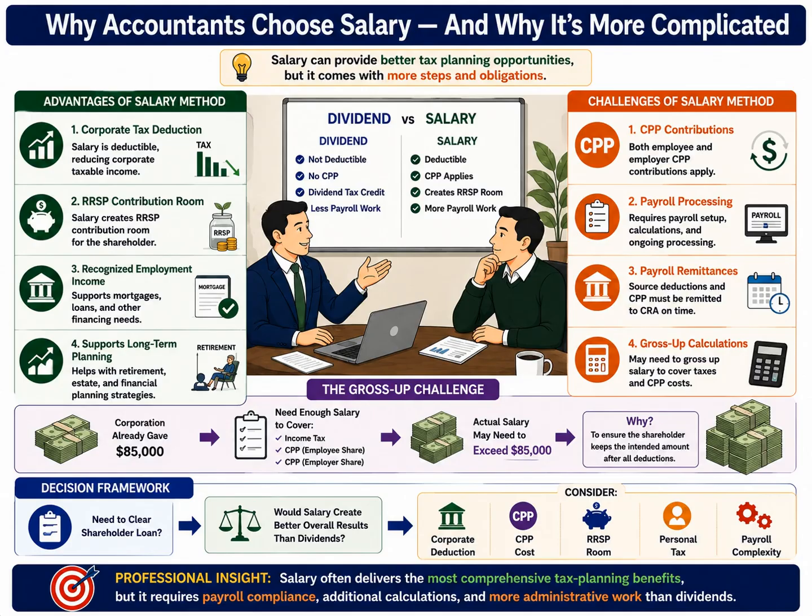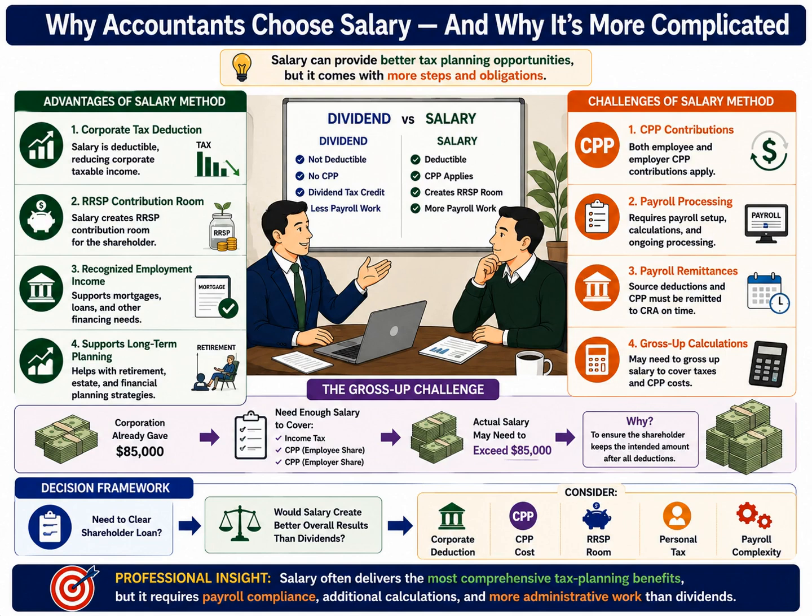Now that we've seen how salary can eliminate a shareholder loan balance and the payroll consequences that follow, let's look at why accountants often choose the salary method and why it is usually more complicated than using dividends. One of the biggest advantages of salary is the corporate tax deduction. When a corporation pays salary to a shareholder employee, that salary is generally deductible to the corporation. This reduces corporate taxable income and can lower the corporation's overall tax bill.